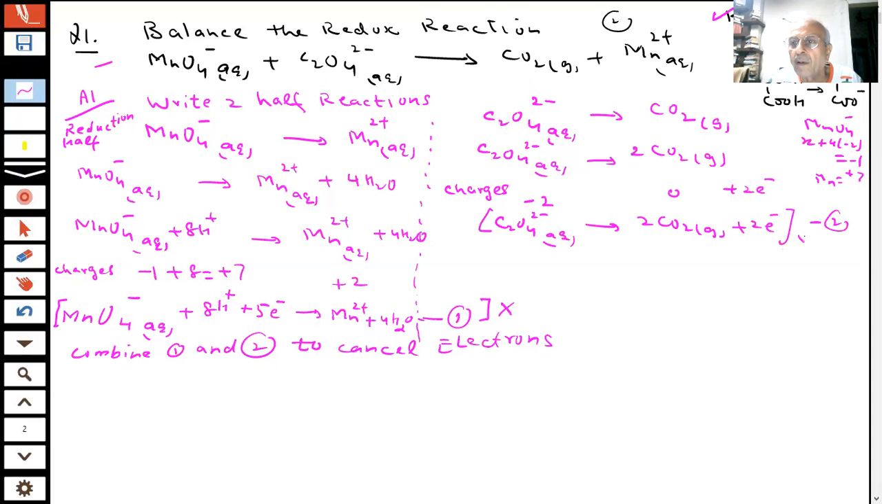You will multiply 5 in the second equation and 2 in the first. Multiply the equations, then give me the final answer. Add the two. If I do that, then the 5 electrons and 2 electrons become 10 and 10, and they will cancel out. And what is the result? Tell me, what is the result, student?